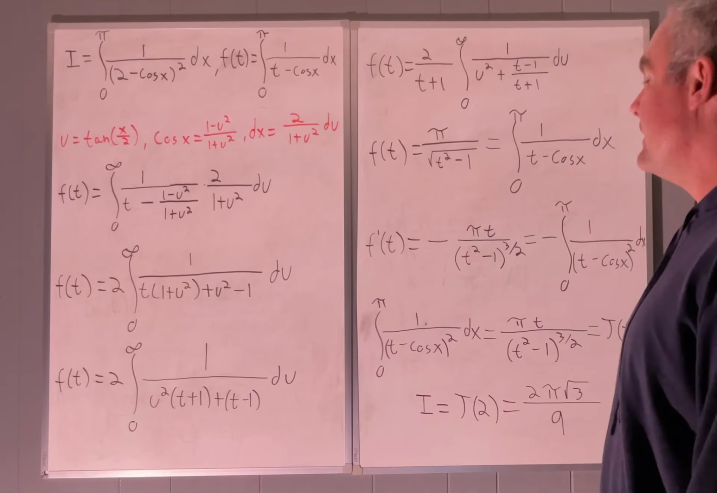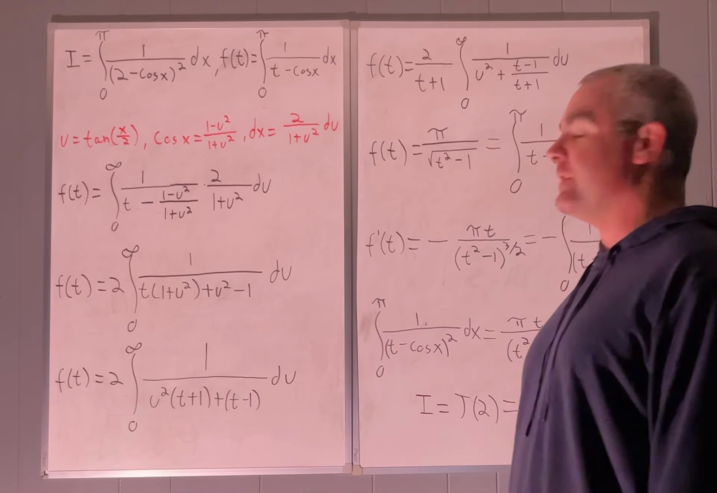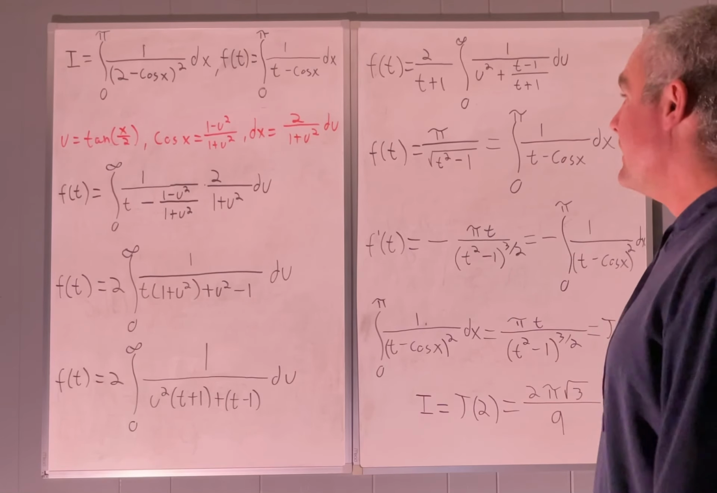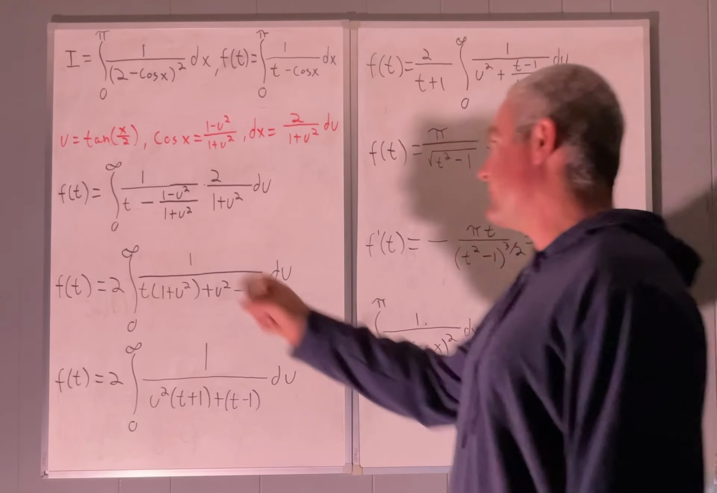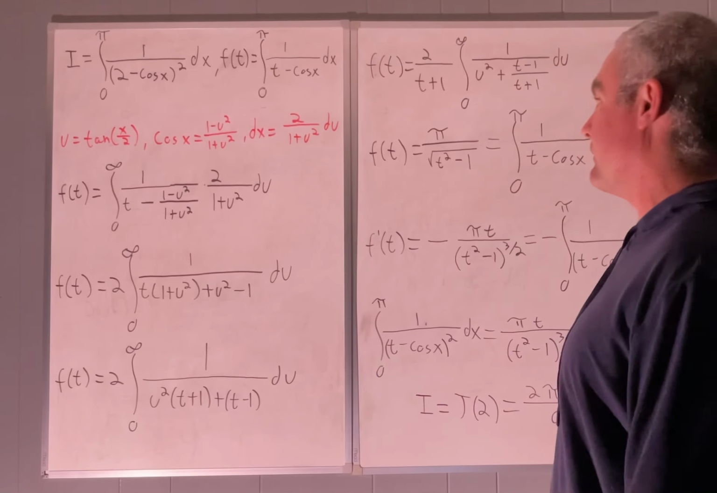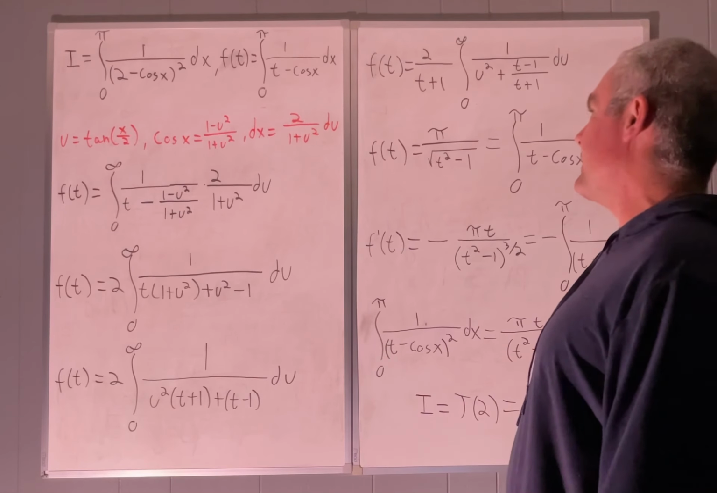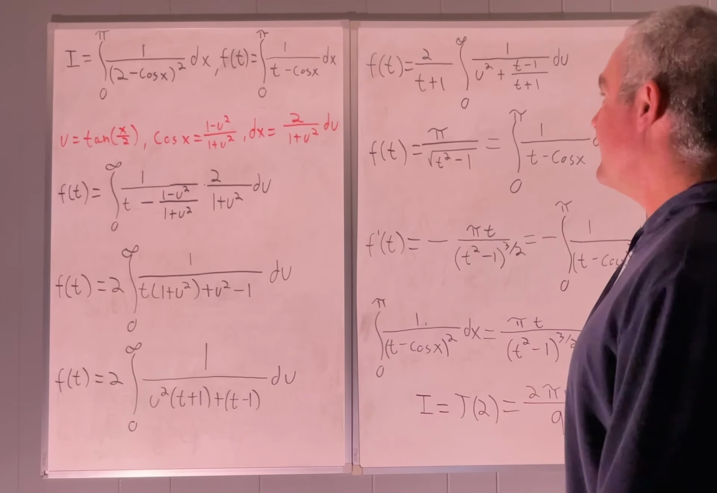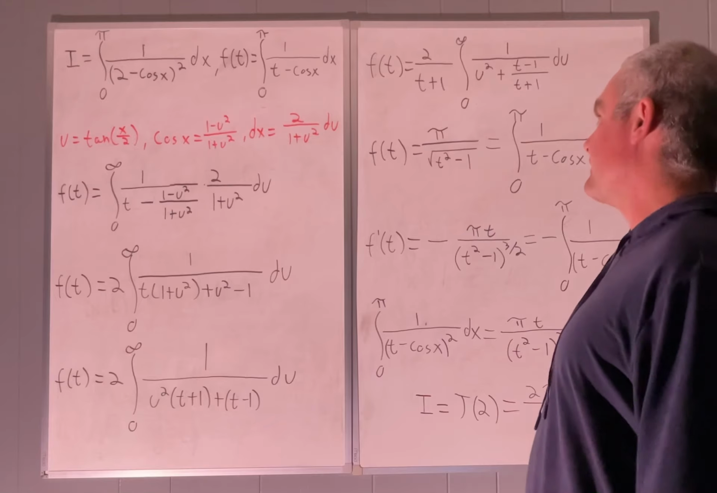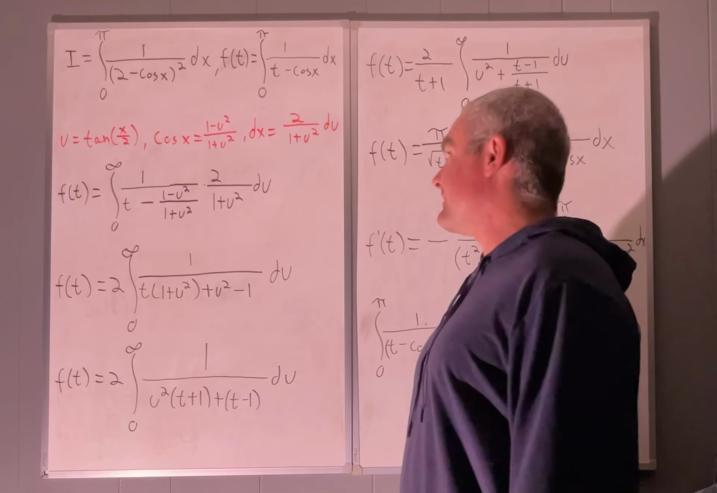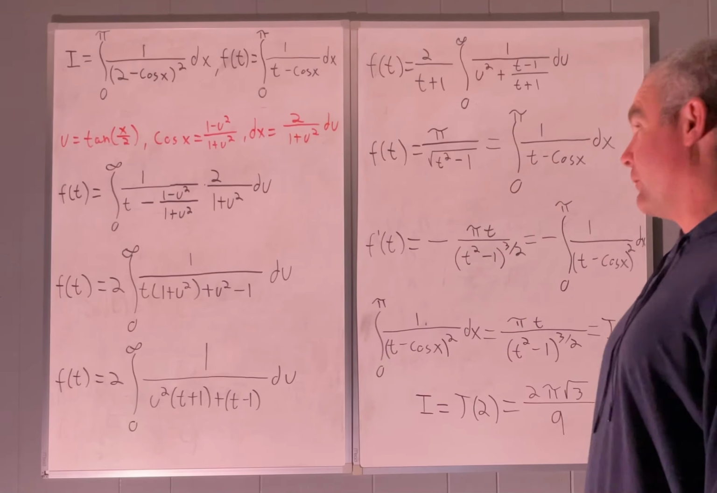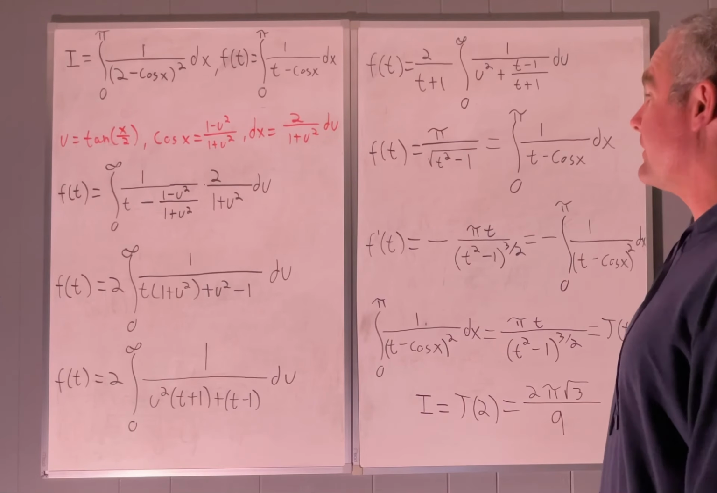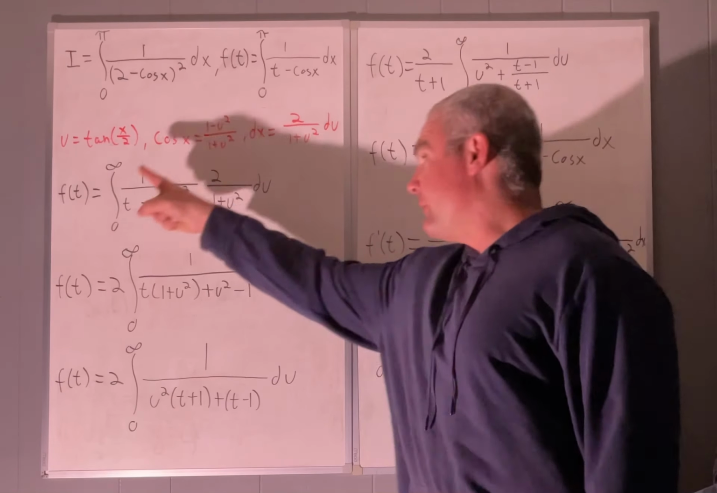Next thing we'll do is the tangent half angle substitution that I've gone over in a previous video. The tangent half angle substitution is just u is equal to tangent of x over 2. If you make that substitution and follow the steps in the Weierstrass substitution, you get that cosine of x is equal to (1 minus u squared) over (1 plus u squared), and dx is equal to 2 over (1 plus u squared) du. So there it is.